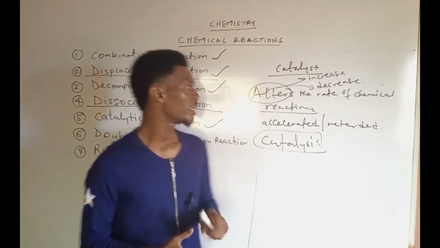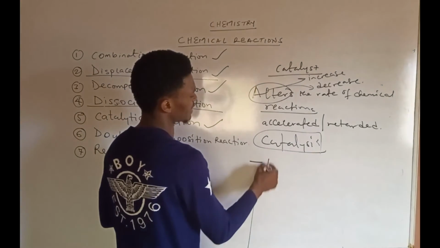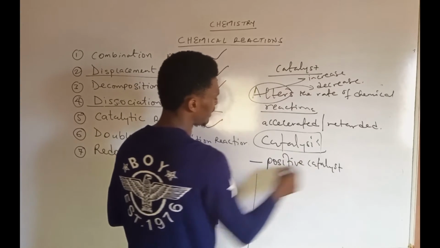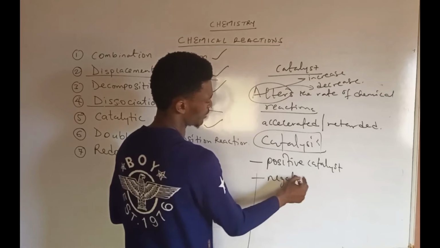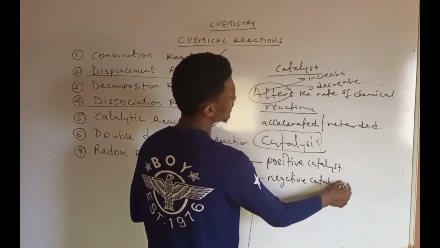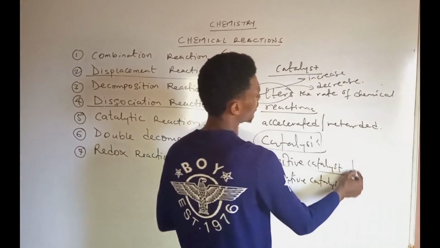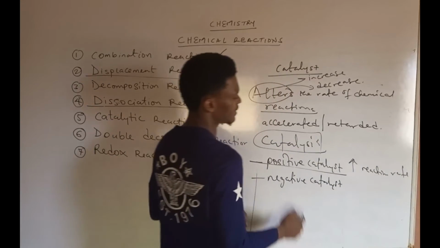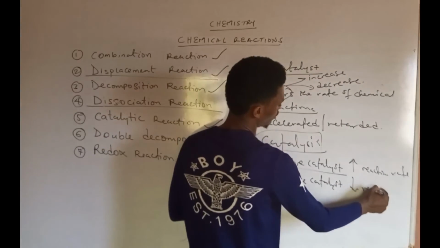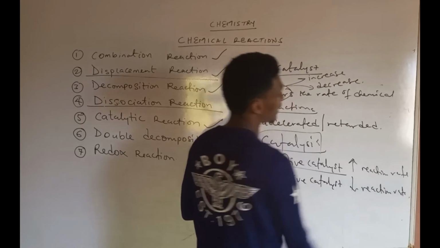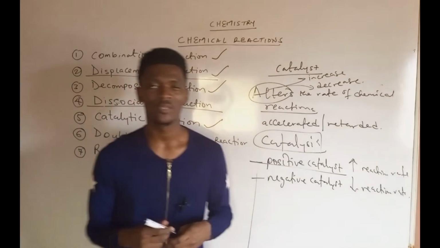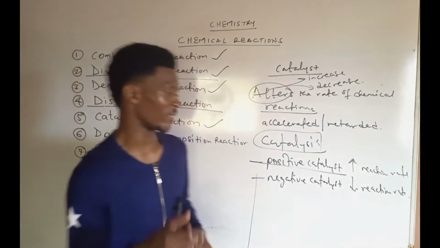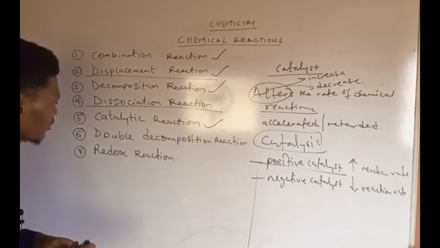Okay? And mind you, a catalyst could be referred to as a positive catalyst or a negative catalyst. Now, a positive catalyst is a catalyst that tends to increase reaction rates, while a negative catalyst is a catalyst that tends to reduce reaction rate. Again, a catalyst does not have the ability to start up a reaction, but rather it has effect on an already proceeding or progressing reaction. Take cognizance of that. It's very, very important. Okay?